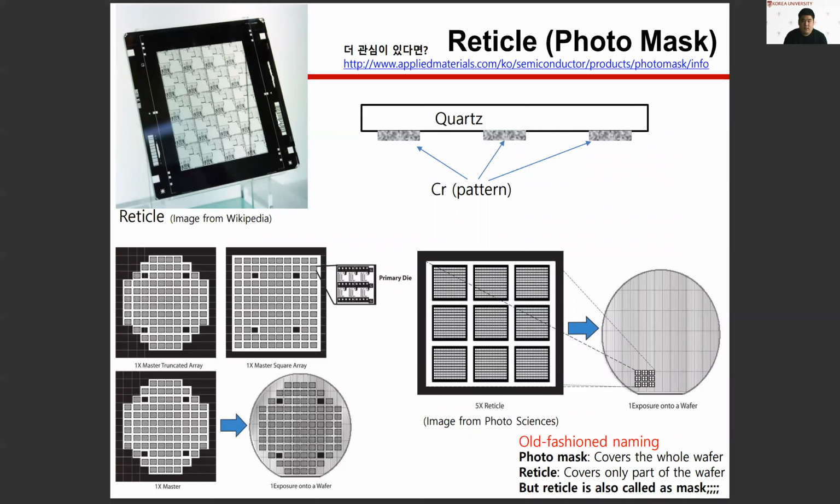As you can see, this is the reticle or photomask, which is the key of lithography. There are some micro patterns. The pattern determines whether the light goes through or not. With these patterns, the semiconductor devices are patterned.